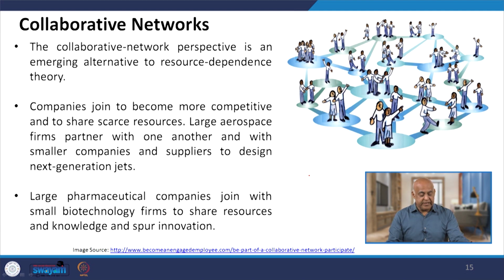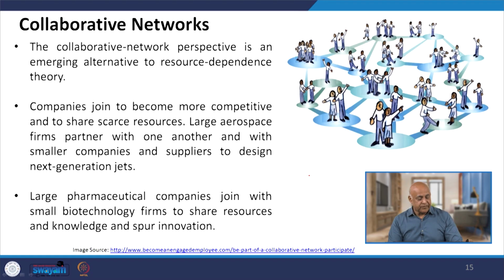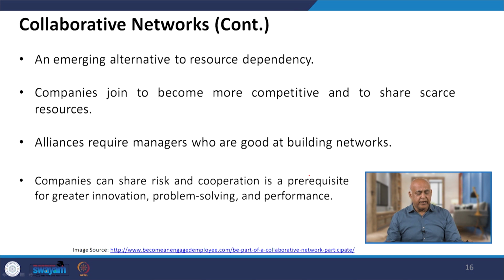So in that case, to design the next generation of jets, large aerospace firms partner with smaller companies and suppliers. Large pharmaceutical companies join with small biotechnology firms to share resources and knowledge and spur innovation. So an emerging alternative to resource dependency is the collaborative network. Companies join to become more competitive and share scarce resources.